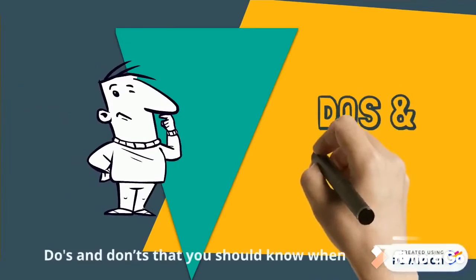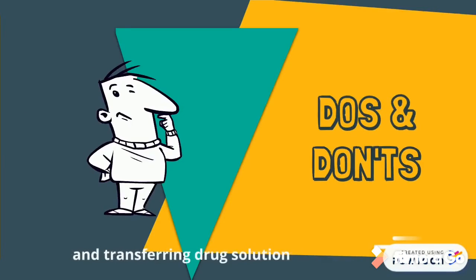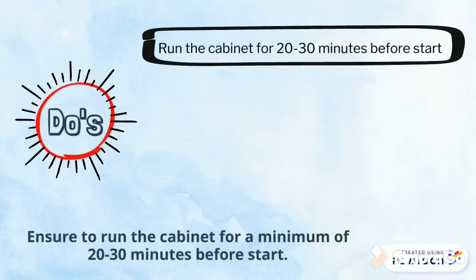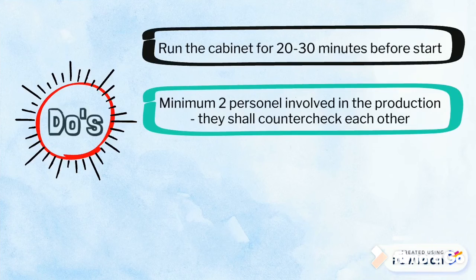Here are the do's and don'ts that you should know when preparing the vial powder reconstitution and transferring drug solution from a vial to the infusion bag. Ensure to run the cabinet for a minimum of 20 to 30 minutes before starting. For aseptic processing, a minimum of 2 personnel shall be involved in production at all times.